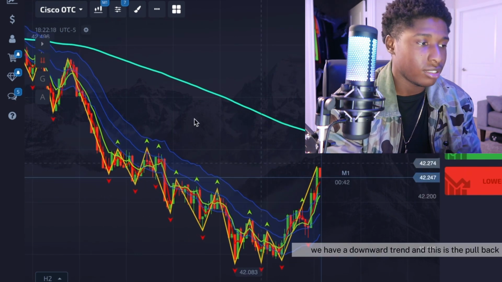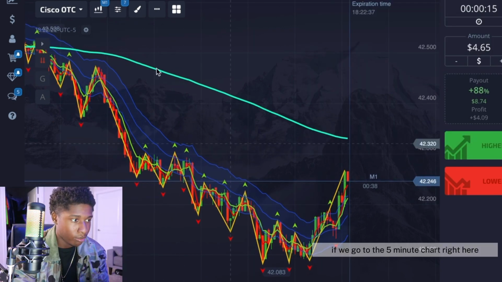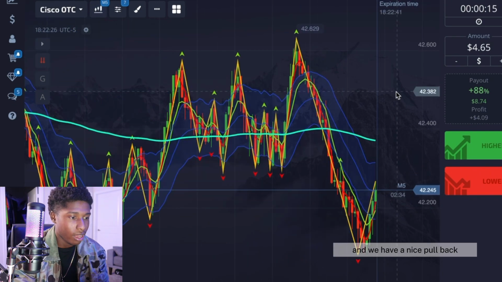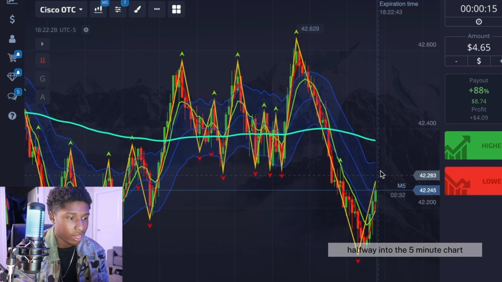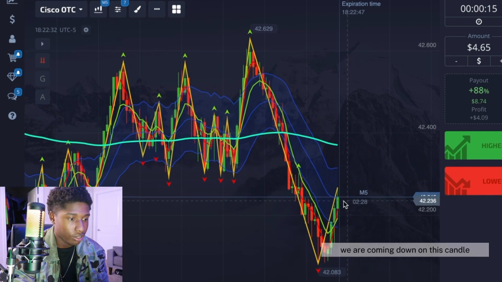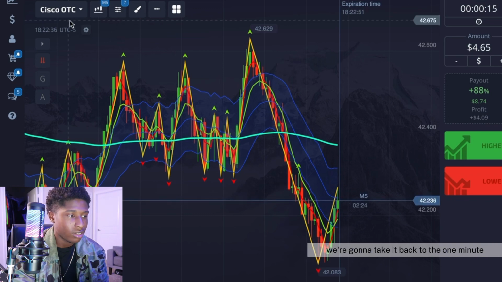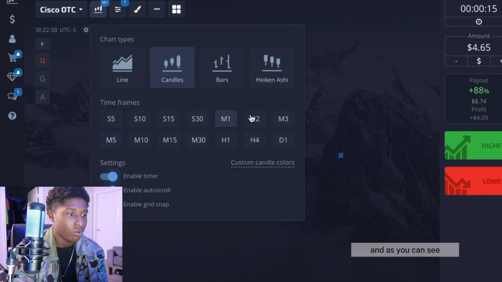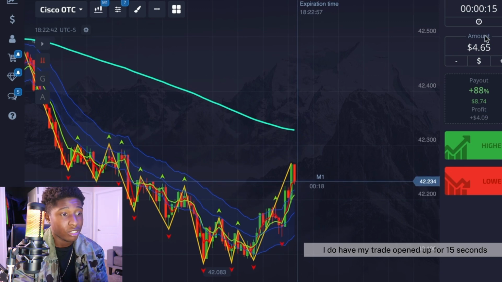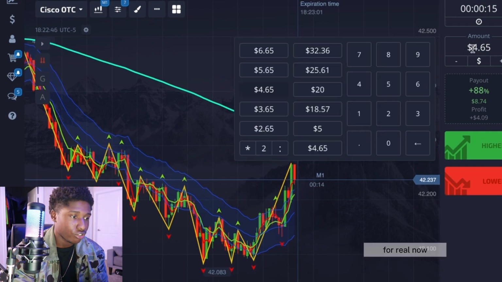So right here on Cisco OTC, we have a downwards trend, and this is the pullback. If we go to the 5-minute chart right here, you will see that we are on a nice downward trend and we have a nice pullback. Halfway into the 5-minute time frame, we are coming down on this candle. So we're going to take it back to the 1 minute, and as you can see, we're going down on this candle. I do have my trade opened up for 15 seconds.